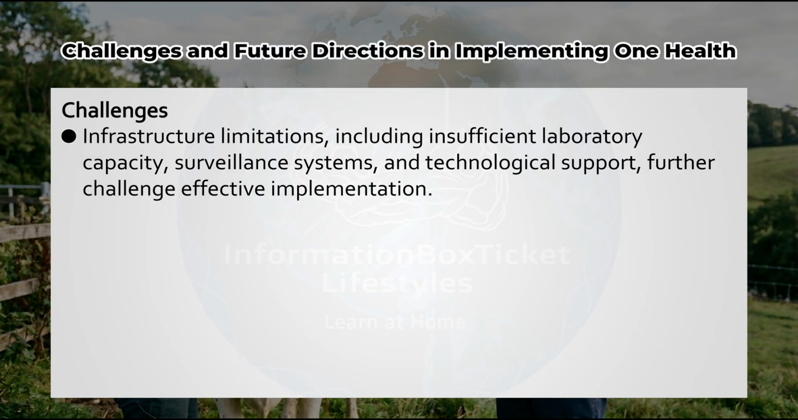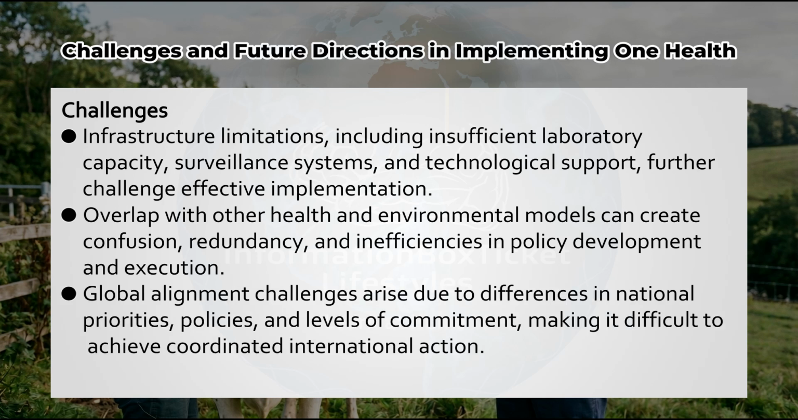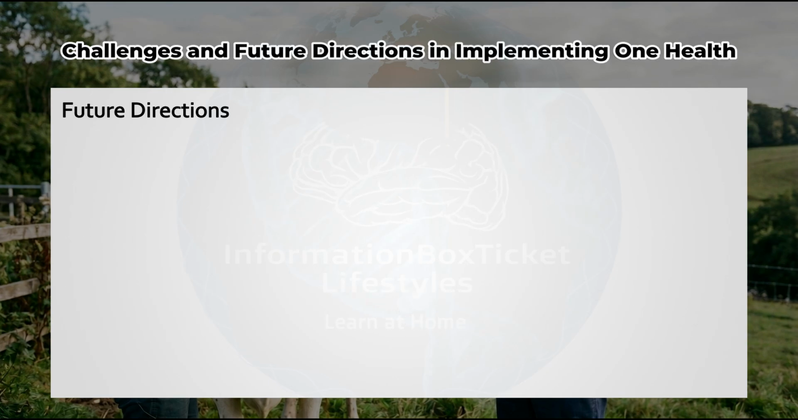Infrastructure limitations, including insufficient laboratory capacity, surveillance systems, and technological support, further challenge effective implementation. Overlap with other health and environmental models can create confusion, redundancy, and inefficiencies in policy development and execution. Global alignment challenges arise due to differences in national priorities, policies, and levels of commitment, making it difficult to achieve coordinated international action. Future directions.